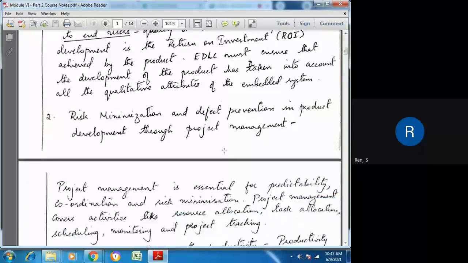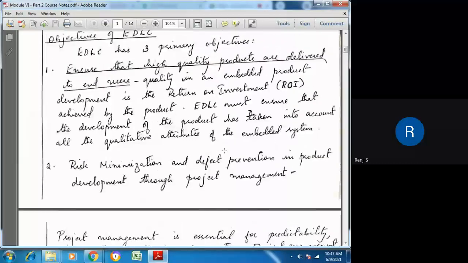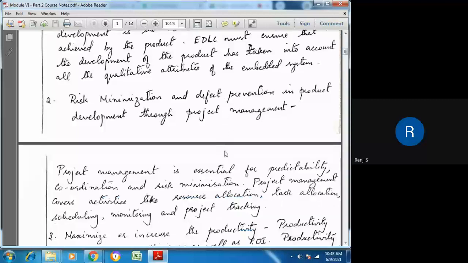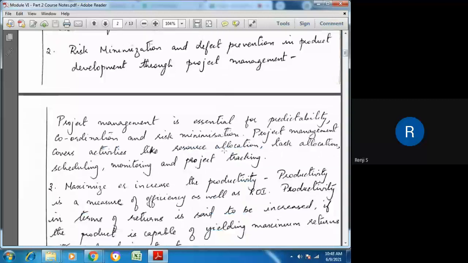Then, second is risk minimization. Yesterday I said what risk is. Risk is any adverse situation that may hinder the development of a project. And risk will be minimized if we follow the specific sequence provided by EDLC. Defect prevention is also possible when following EDLC through proper project management. As you might have studied in software engineering, project management is essential for predicting, coordinating, risk minimization, etc. Most of the activities needed for timely completion of a product are considered in project management.